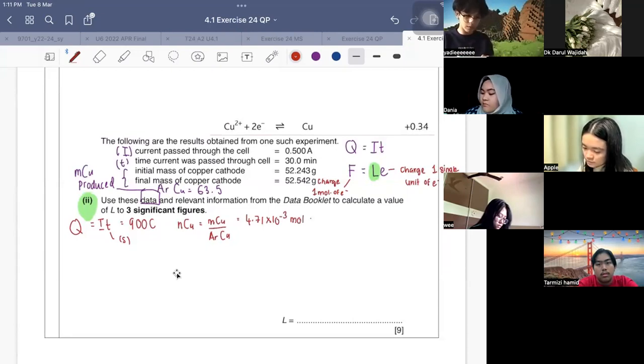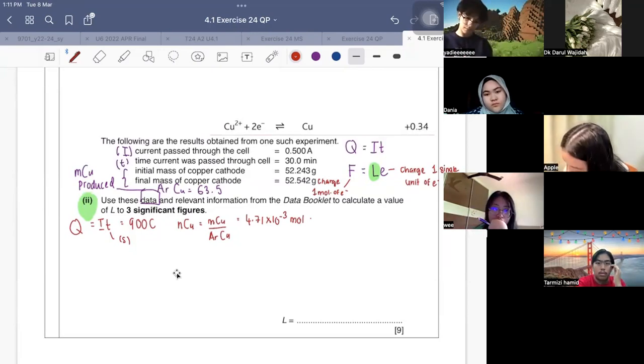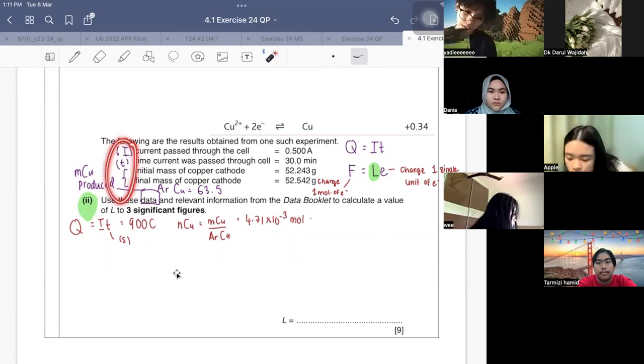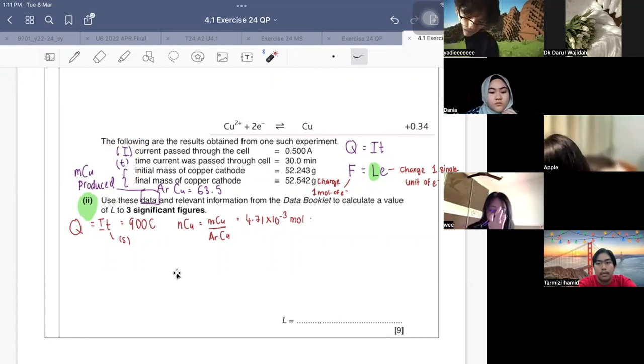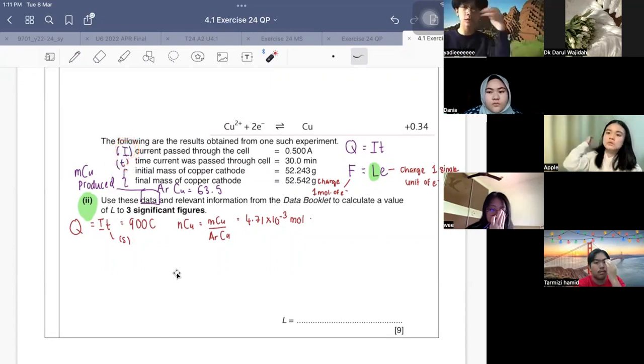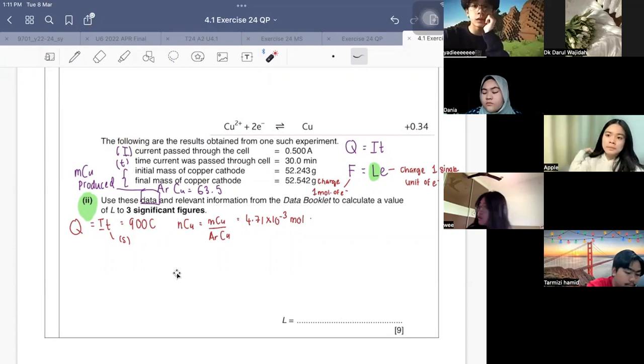So usually when it comes to calculation involving electrolysis, it will come to a point where you don't know what to do, where to start. If this happens in the exam, you just use the information that you are given and try to find whatever you can from there. So for this one, I and T, if you know the I, if you know the T, you can find the Q, which is the charge.